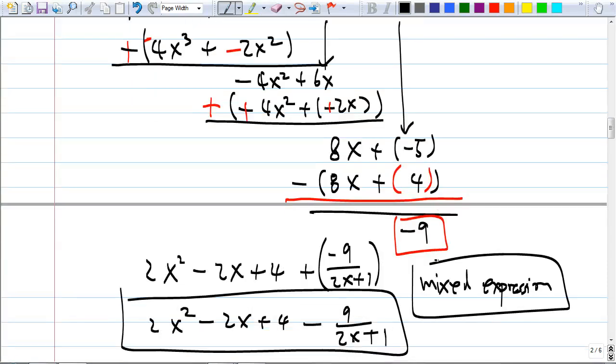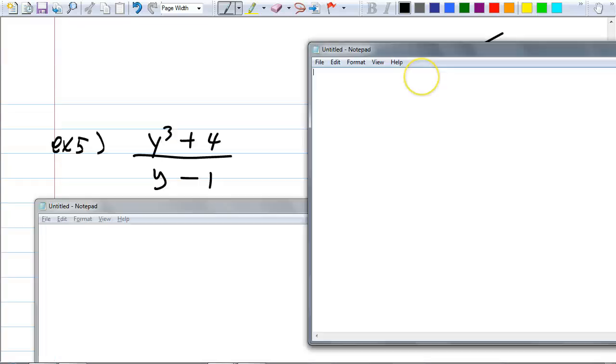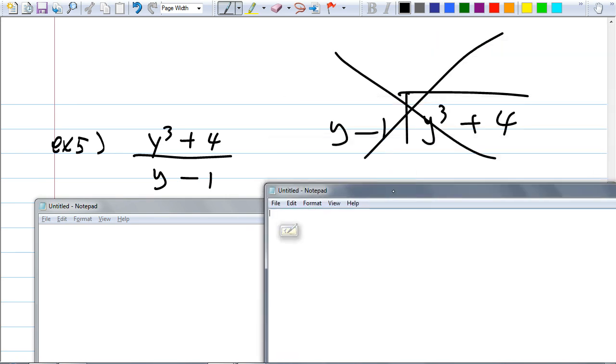Okay, may I go on to the next example? I'm going to show you example 5. A lot of people think that's really easy. It looks very simple. You got two terms, a binomial and a binomial. It should be really easy. So a lot of people will just start it this way. And if you do it this way, it's not wrong, but it gets really, really hard. You don't want to do it this way. Let me show you what you should do first.